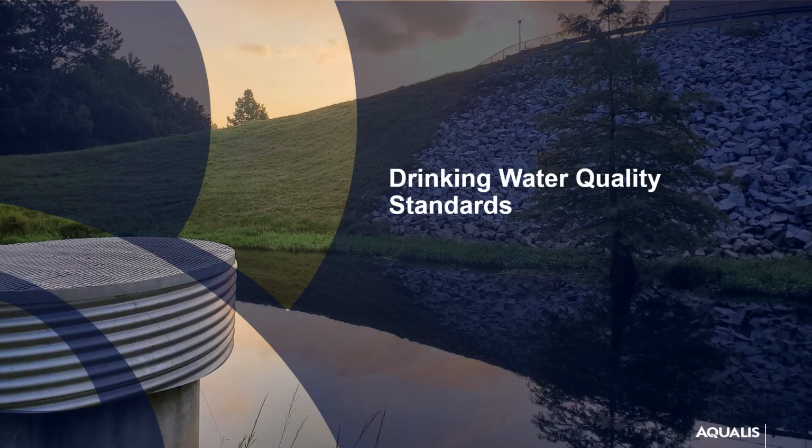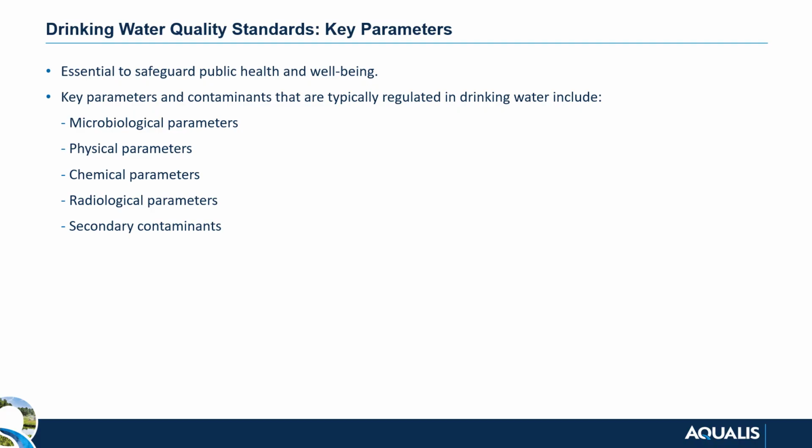We'll first start with drinking water quality standards. Drinking water quality standards are essential to safeguard public health and well-being. Key parameters and contaminants that are typically regulated in drinking water include microbiological parameters, physical parameters, chemical parameters, radiological parameters, and secondary contaminants.